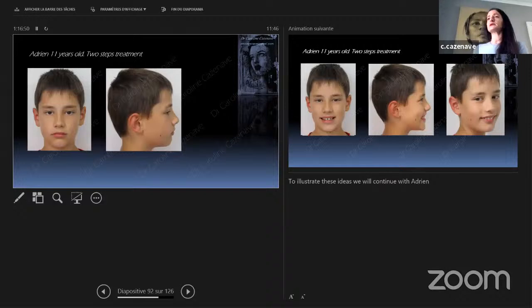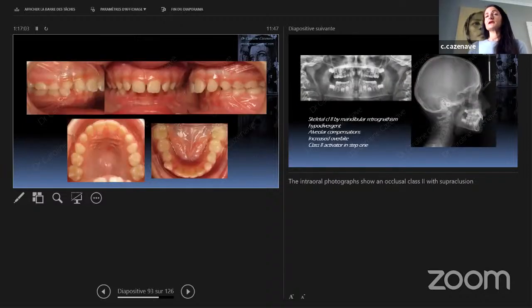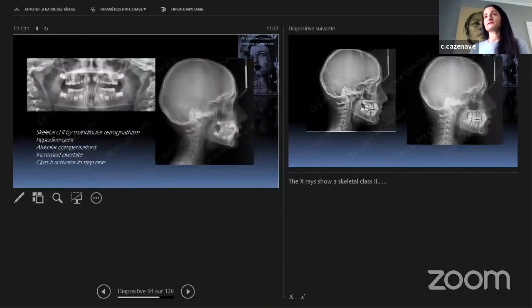To illustrate these ideas, we will continue with Adrien. Adrien was 11 at the beginning. It's a 2-step treatment. He was also in class 2 and has supraocclusion. The X-rays show skeletal class 2 by mandibular retrognathism. He is hypodivergent. He has alveolar compensation and supraocclusion. So we are treating him with class 2 activator in step 1.